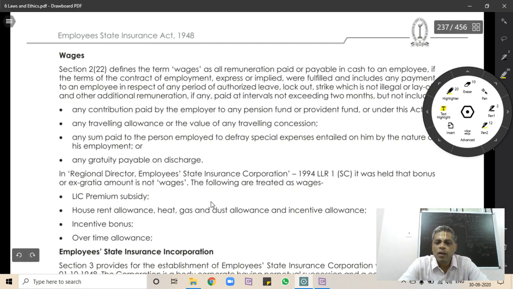Now, the following are treated as wages. These things should be included as part of wages. LIC premium subsidy, any subsidies for that matter, right? If a factory or an establishment is paying an employee a subsidized premium, then that subsidy should be treated as part of the wages. House rent allowance, heat, gas or dust allowance, incentive allowance, incentive bonus, and overtime allowance. All these things should be included as part of the wages. Right? Hope this is clear.